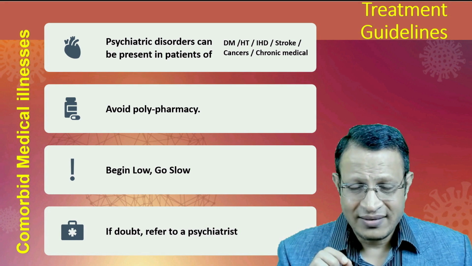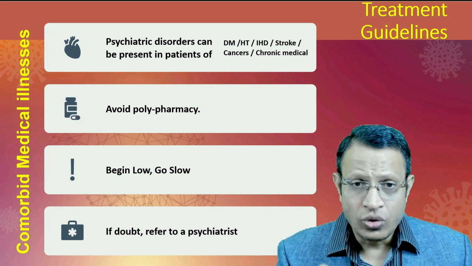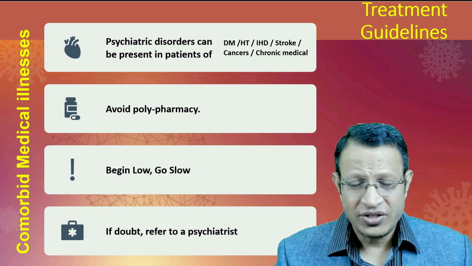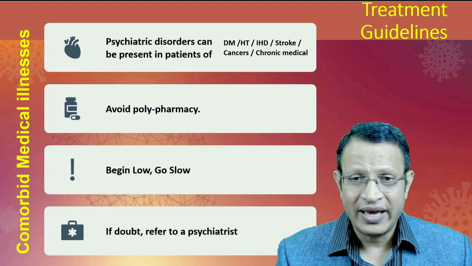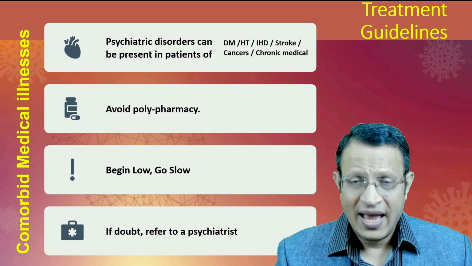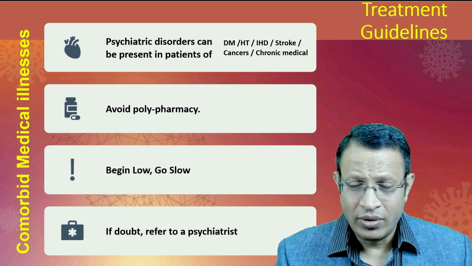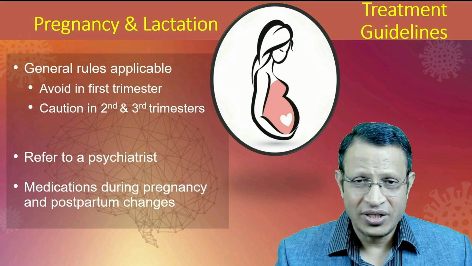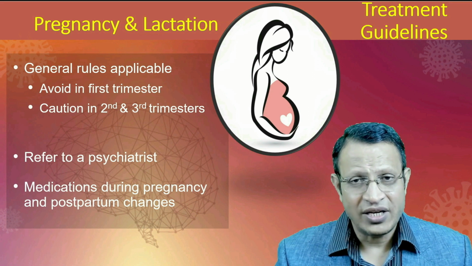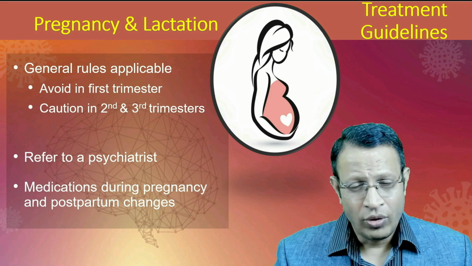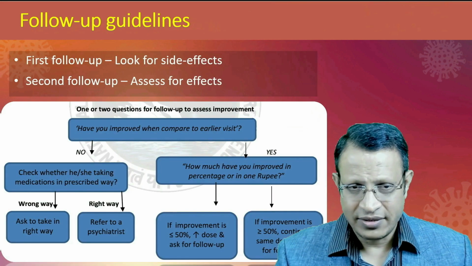If the patient has a medical condition and also a psychiatric condition, medical conditions such as diabetes, hypertension, ischemic heart disease, stroke, cancer, and other chronic medical conditions, start slow, go low. Avoid polypharmacy in these patients. And if you have doubt, please refer them to a psychiatrist. And again, I am emphasizing, in pregnancy and lactation, the general rule is avoid these medications in the first trimester, exercise caution in the second and third trimester. I would request you to refer them to a psychiatrist.